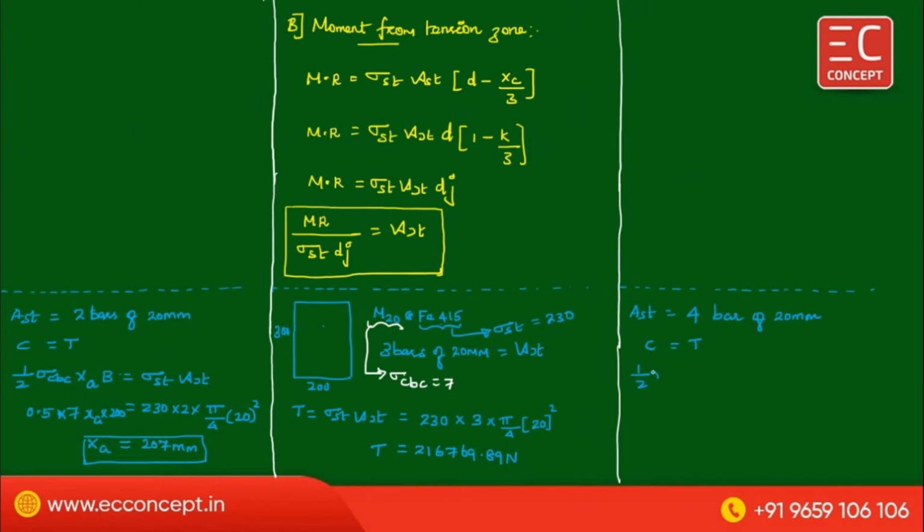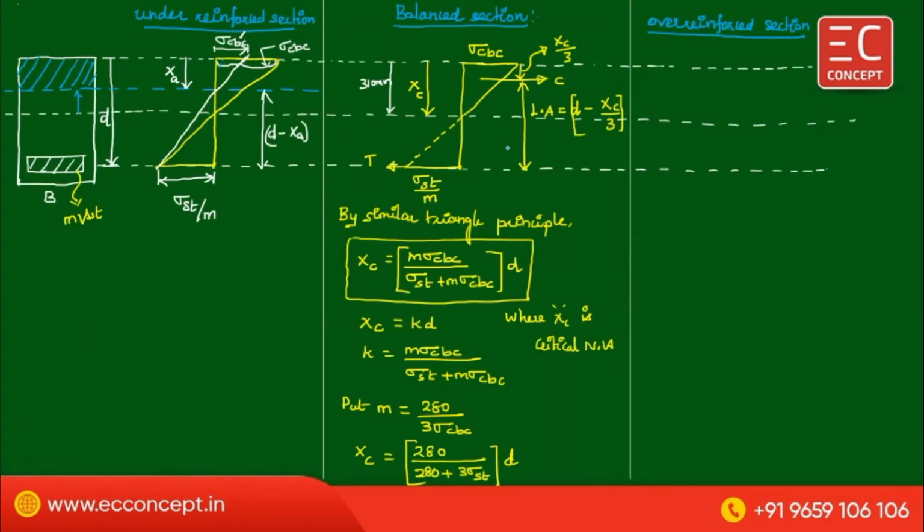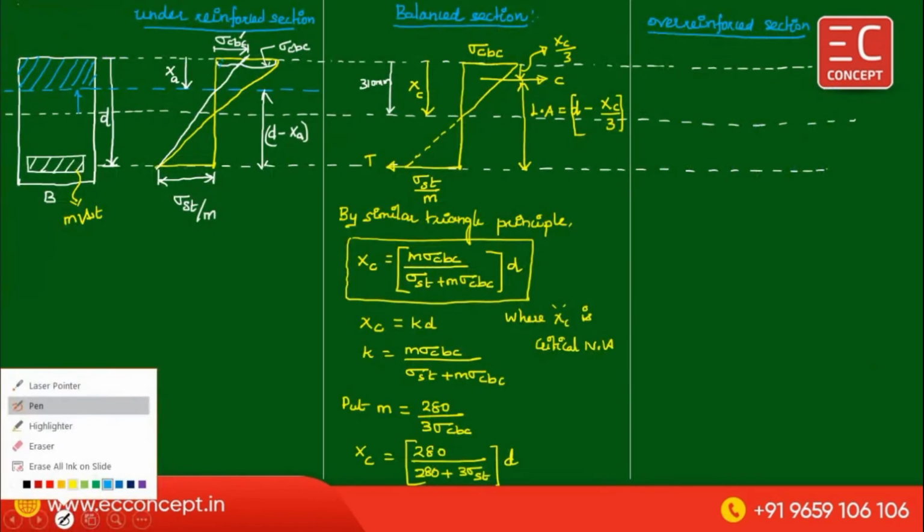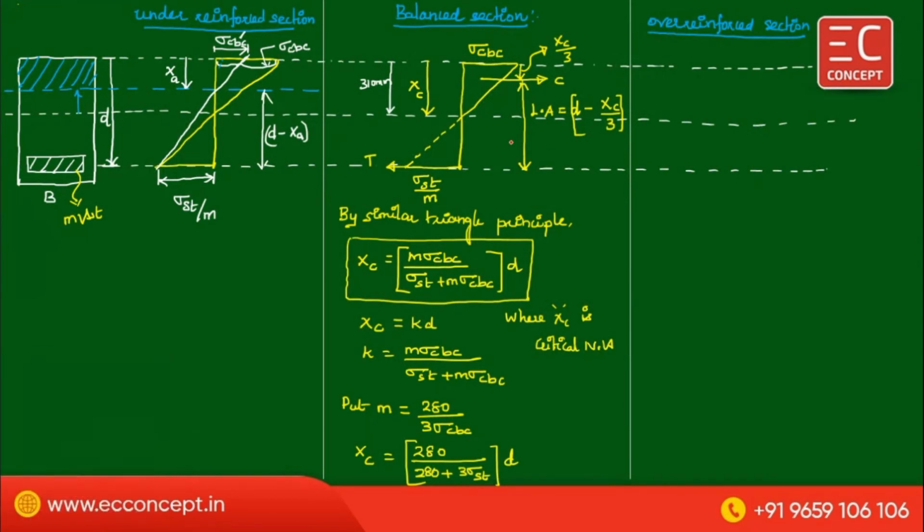So 1 by 2 into XA into sigma CBC into B is equal to sigma ST, 230, into pi by 4 into 20 square into 4. So finally, you will get XA approximately equal to 413 mm. Think about it, 413 mm. Means for the over reinforced section, your neutral axis value comes down.